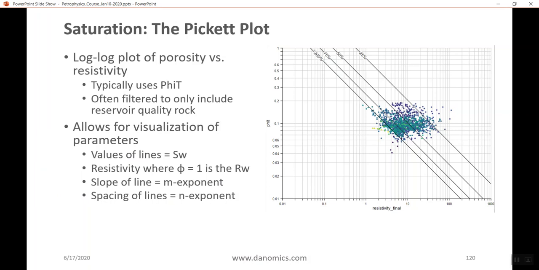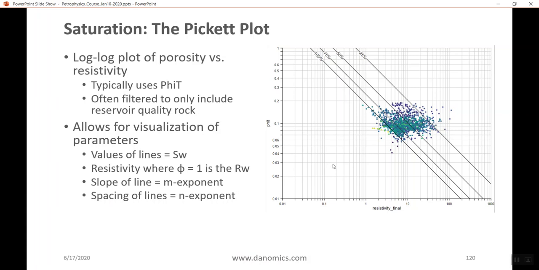These lines that are running diagonally down and to the right, these are lines of constant saturation. So we have the 100%, 75%, 50%, and 25% saturation lines. Any point that falls on this line is 100% water saturation. Any point that falls on this line is 75% water saturation, and so on.